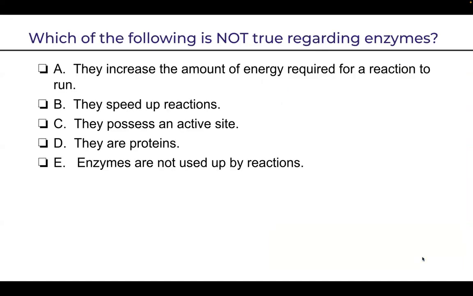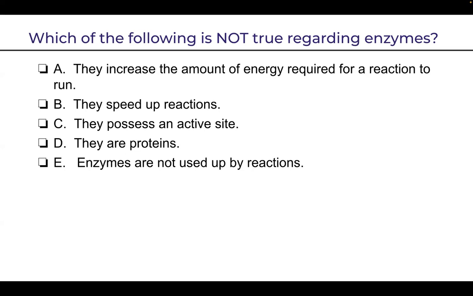And so which one of these is not true regarding enzymes? Let's read through and see if we can figure it out. A, they increase the amount of energy required for a reaction to run. B, they speed up reactions. C, they possess an active site. D, they are protein. Or E, enzymes are not used up by reactions.